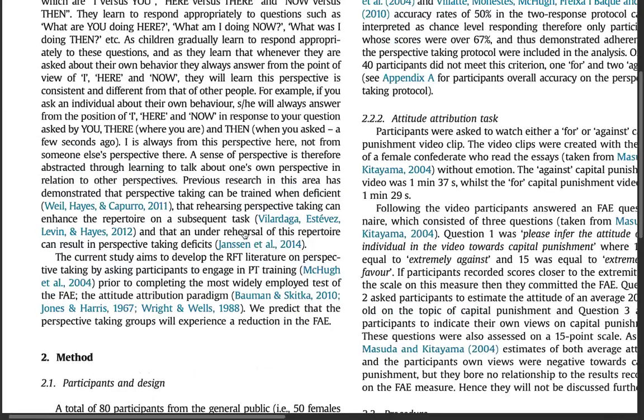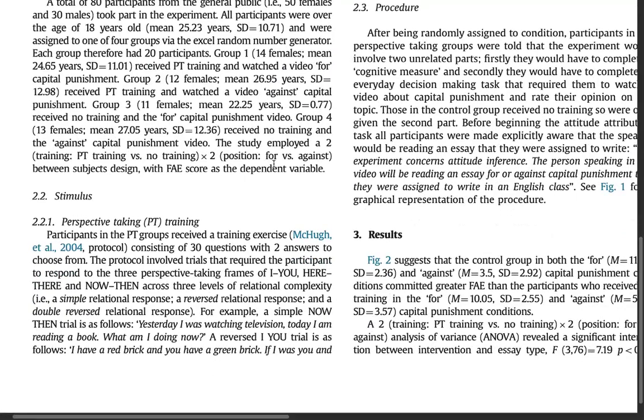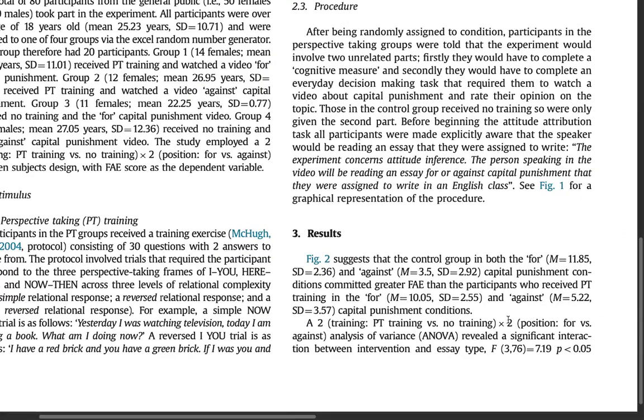I typically go to the results section. Sometimes the method section, depending on what it's about. But the results give me a really good understanding of what I need to be looking for. So they typically are pretty clear about what the variables are. And so you can see there's a control group for the for and against conditions. And they're saying that these conditions committed greater FAE than the participants who received this PT training in the for and against conditions.